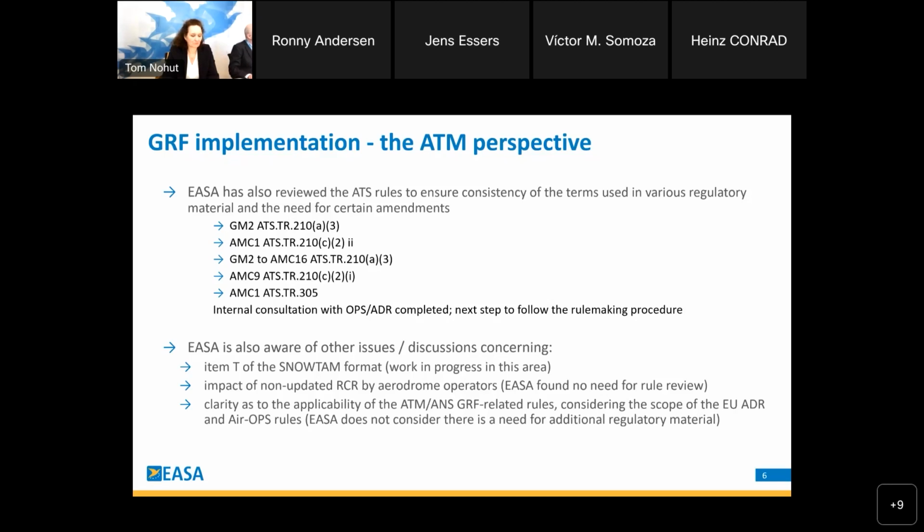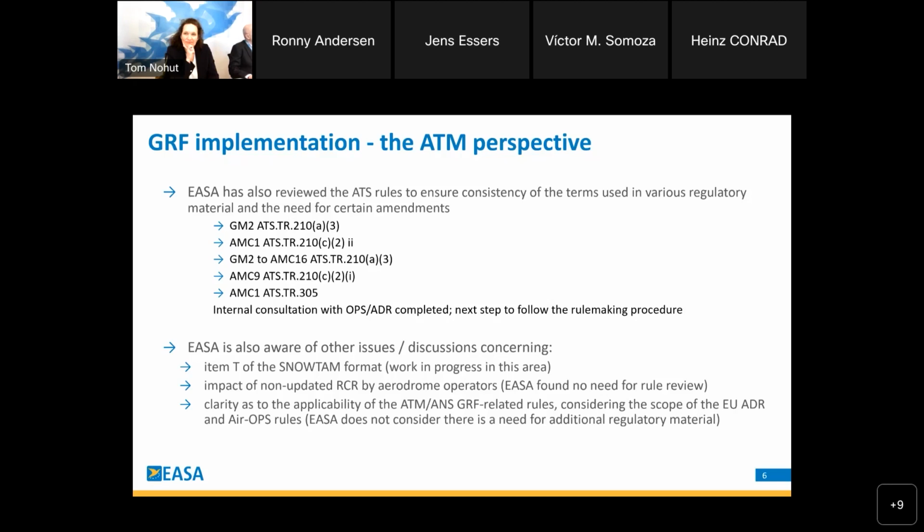Where we are with this, we have consulted our ops and airdrop colleagues on the proposal. Basically, we have received feedback from them, which was positive. And now we need to further finish the rulemaking procedure. We are also aware of another issue, which was already highlighted in Slido. It's item 10 of the SNOTAM. So we are progressing in this area as well.